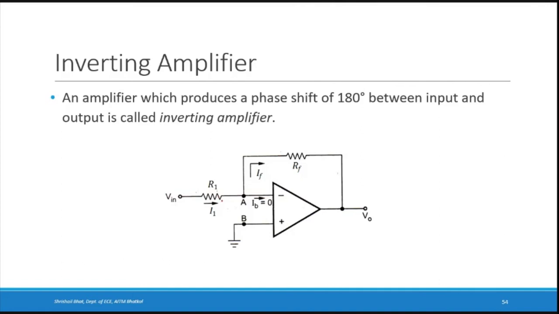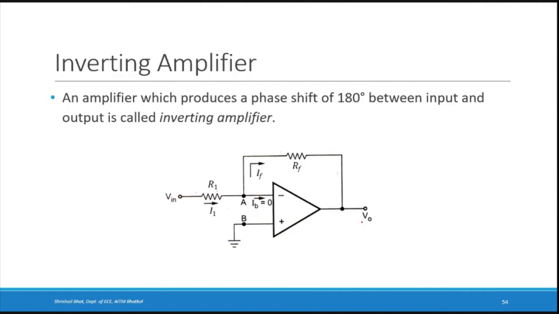The current flowing through R1 you can take as I1, and the current flowing through RF you can take as IF. Current through R1 is I1 and current through RF is IF. Once you know the circuit diagram, you have to use those assumptions. Our intention is to get the equation for the output voltage of this inverting amplifier, and thereby find the gain of this amplifier.